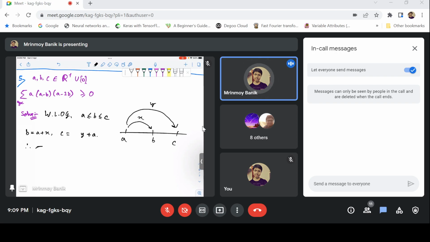Therefore, our inequality is now no longer cyclic. So it's a times a minus b times a minus 2b, plus b times b minus c times b minus 2c, plus c times c minus a times c minus 2a.